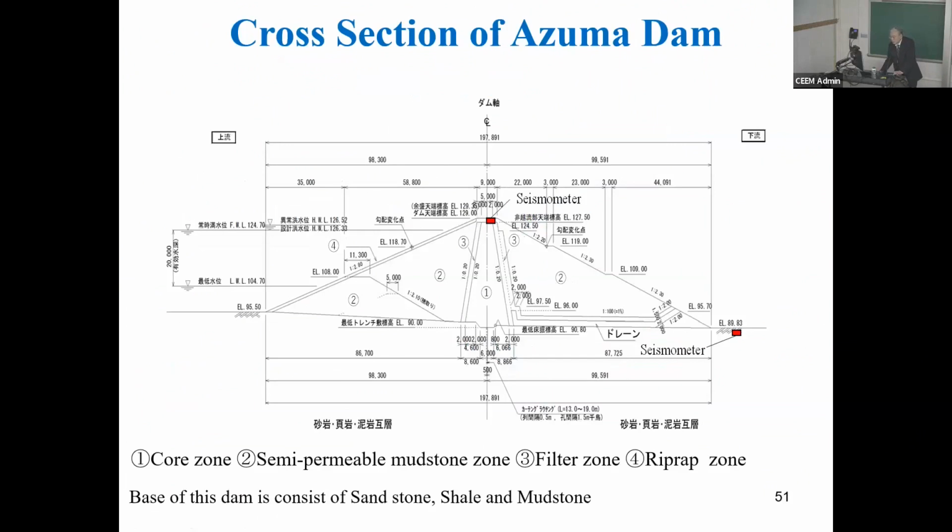So cross section of another dam near Mizuho Dam. And this dam is higher than Mizuho Dam. Same core and zone number 2, semi-permeable zone, mainly mudstone. Mudstone is used in the filter and rockfill.